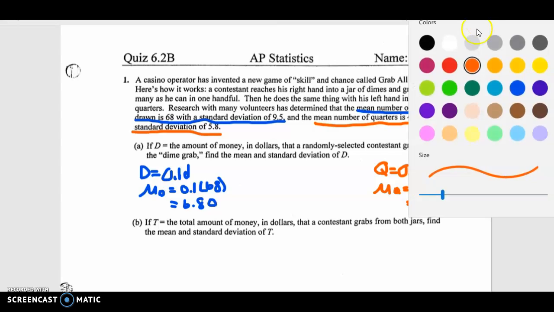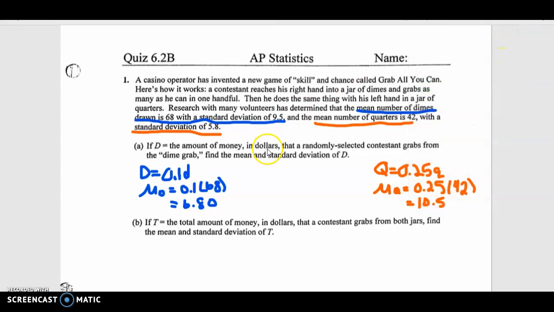I forgot to do standard deviation, but multiplying also affects the standard deviation. Let's go back to my dimes real quick. So the standard deviation of the dimes, the amount of money grabbed, is also going to be 0.1 times the old standard deviation, which was 9.5. So that gives me a new standard deviation of 0.95.